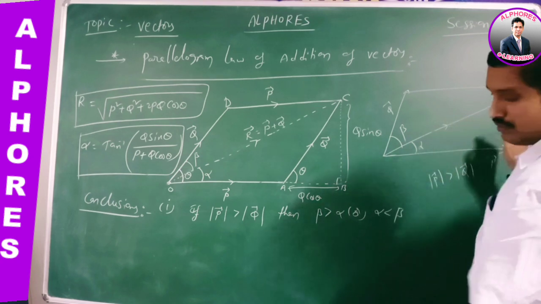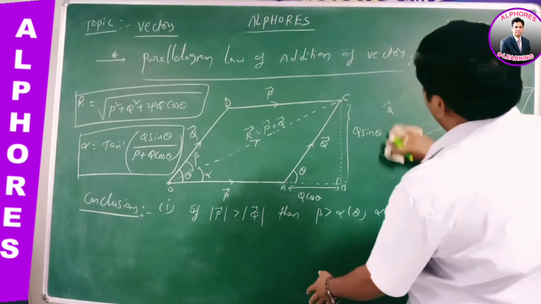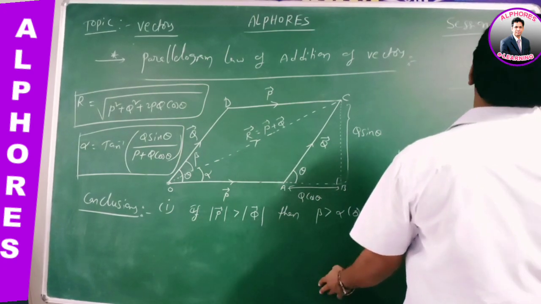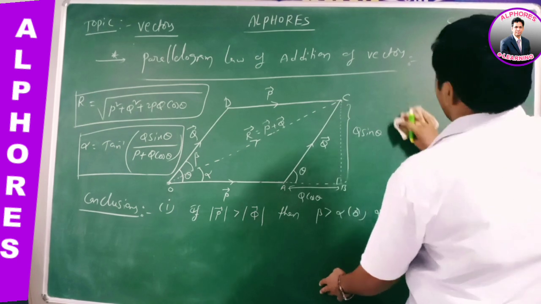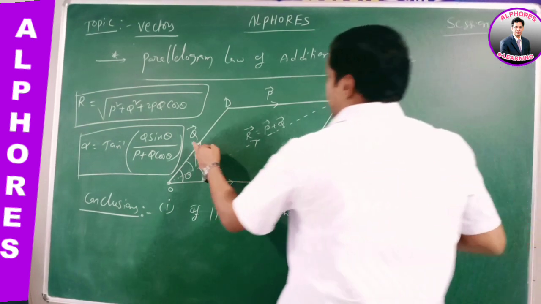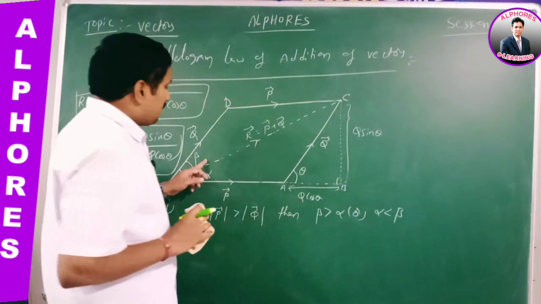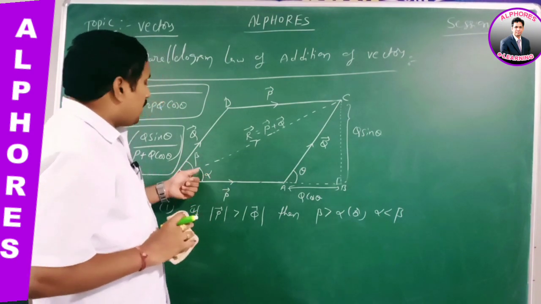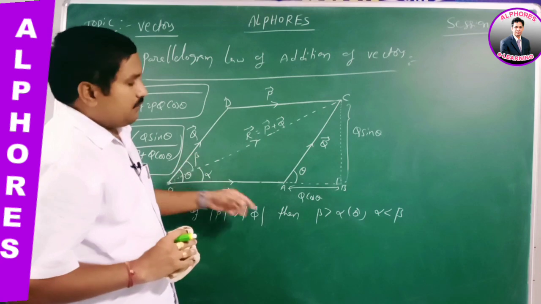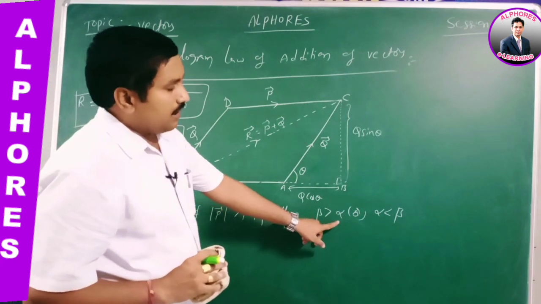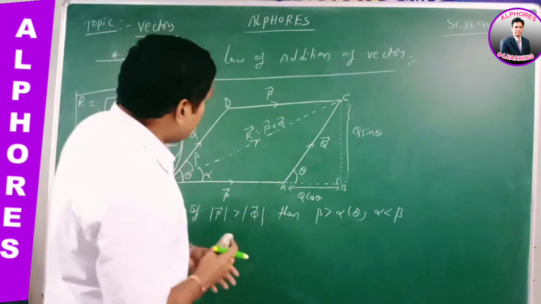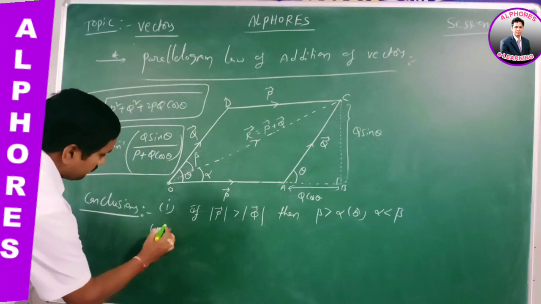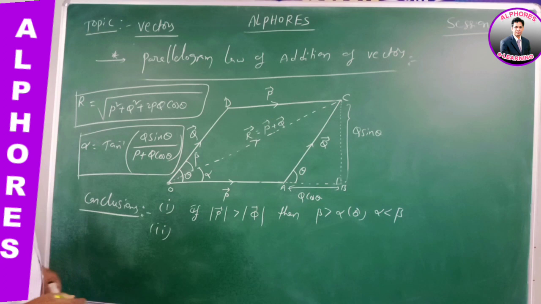Okay, so by taking this general experience, what is the first conclusion? Magnitude of P bar greater than magnitude of Q bar means the first vector has more length as compared to the second vector, so the resultant tries to align towards P bar, alpha decreases, beta increases. Beta greater than alpha, or alpha less than beta, right? Now what is the second conclusion? These are the theoretical questions based on the parallelogram of addition of vectors.